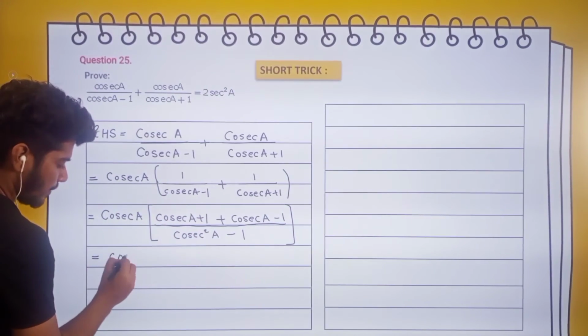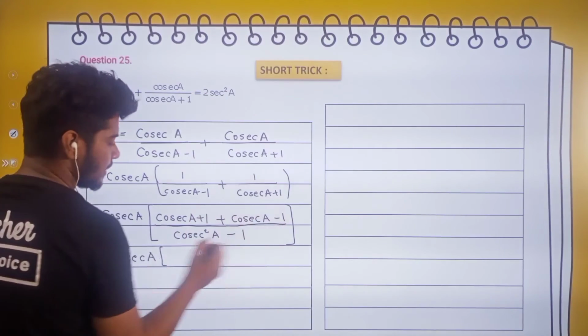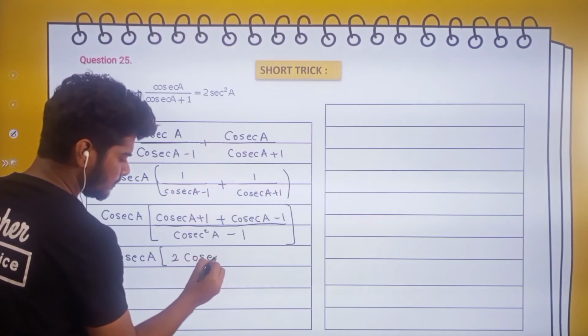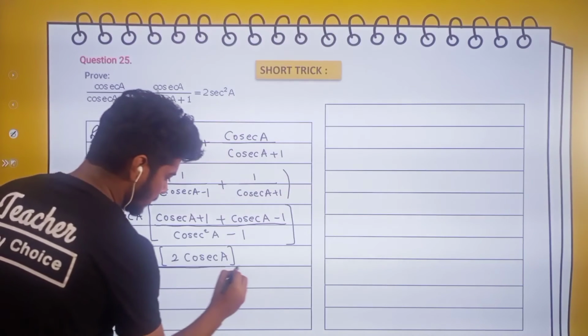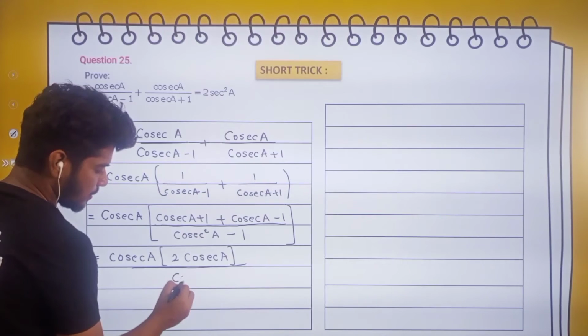जिनको नहीं समझा है वो यहाँ पे वापस देखेंगे. I have kept this cosec a as it is. See, 1 plus 1 minus 1 गया. Cosec a plus cosec a is 2 cosec a. Right? Whole upon cosec square a minus 1.